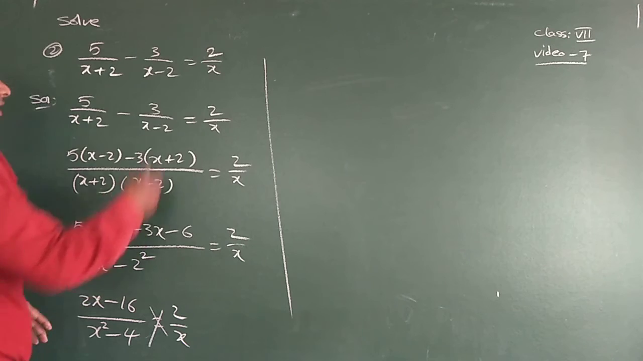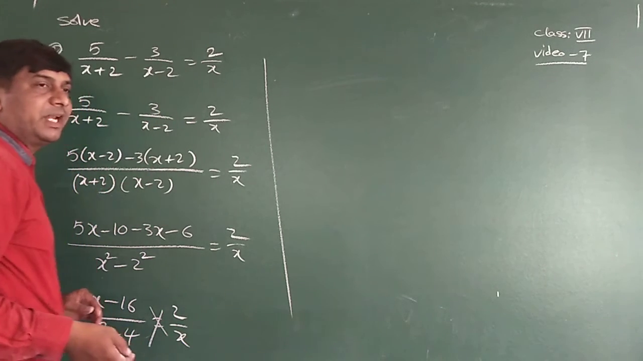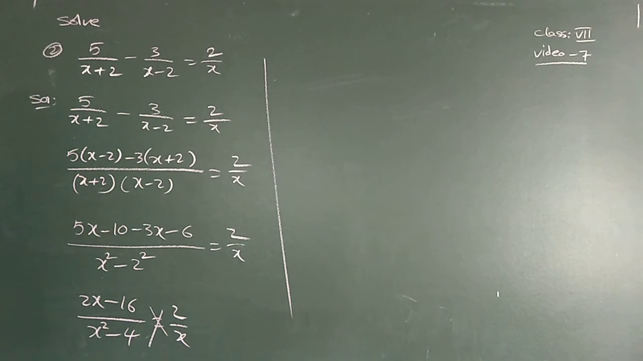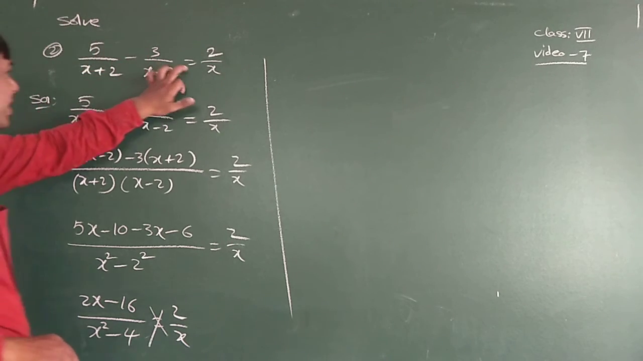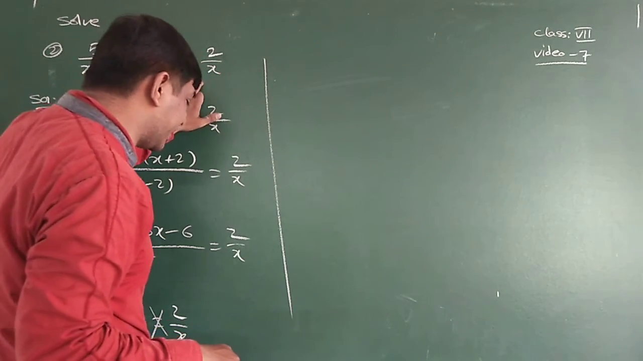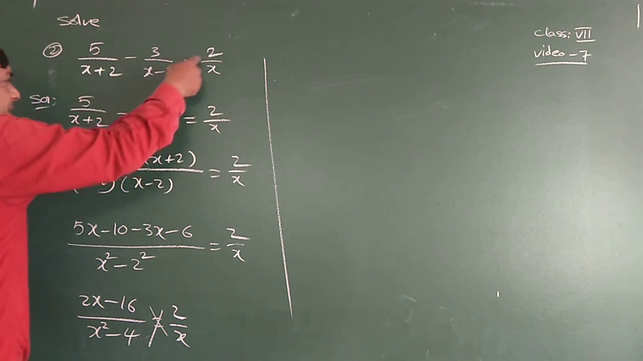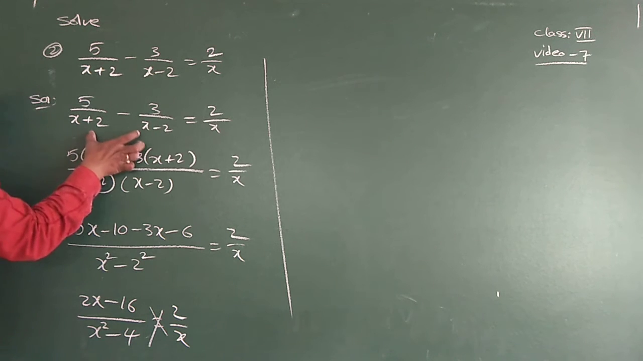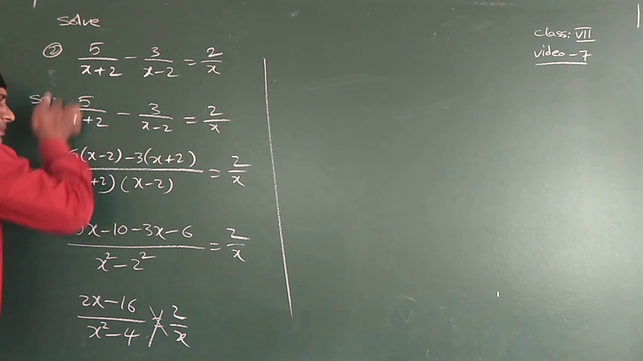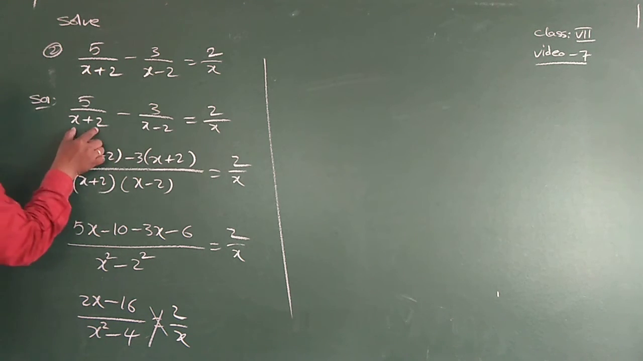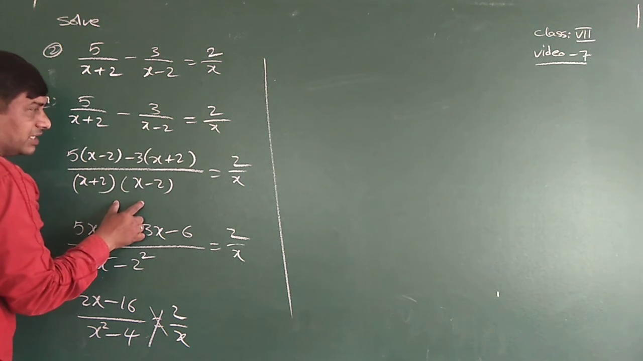I wrote 3 previously, but it is 2. Please correct the question. The equation is 5 by x plus 2 minus 3 by x minus 2 is equal to 2 by x. Since it has two terms on the left, first I am going to simplify by taking x plus 2 and x minus 2 as the LCM.